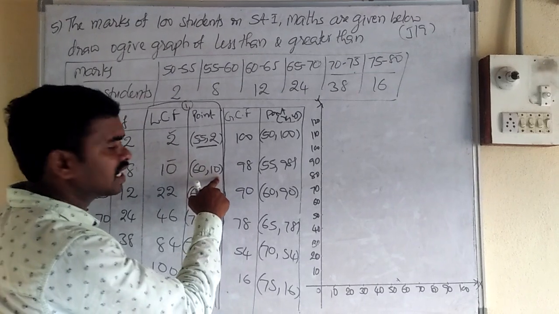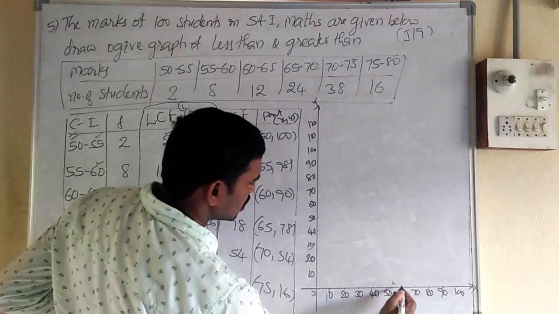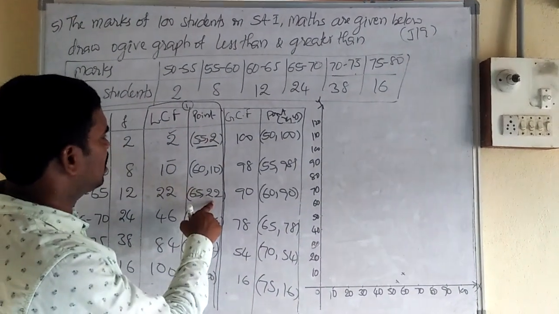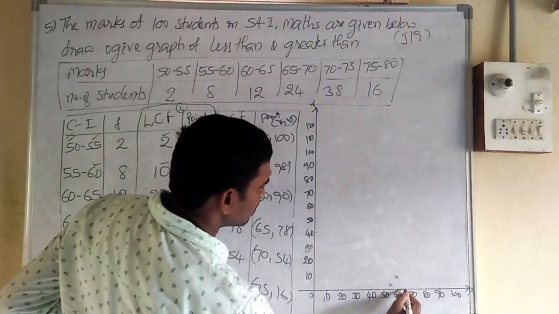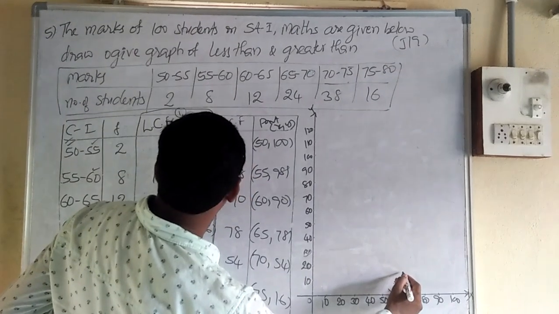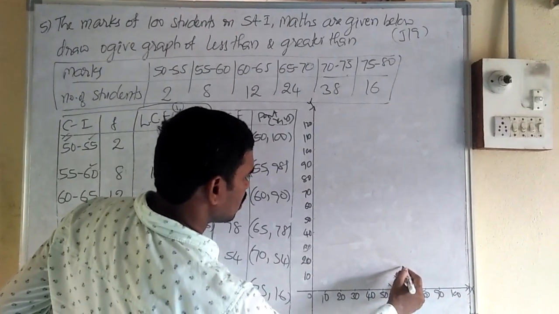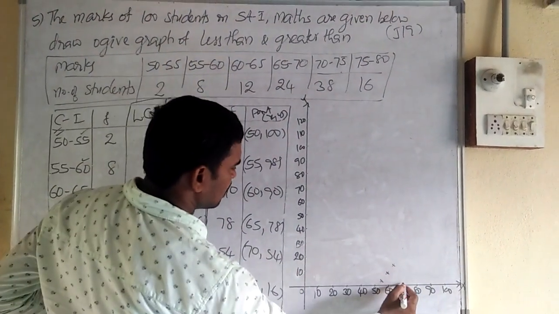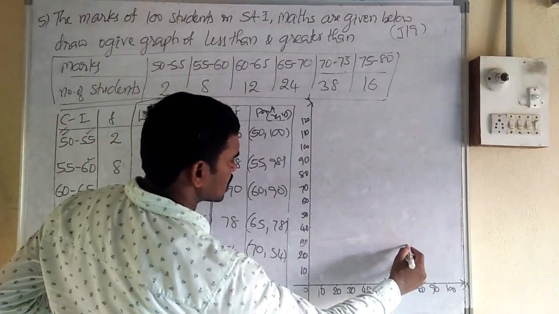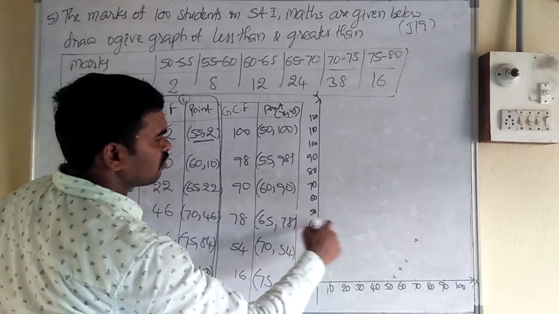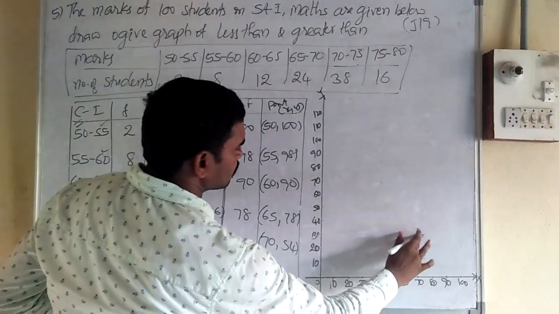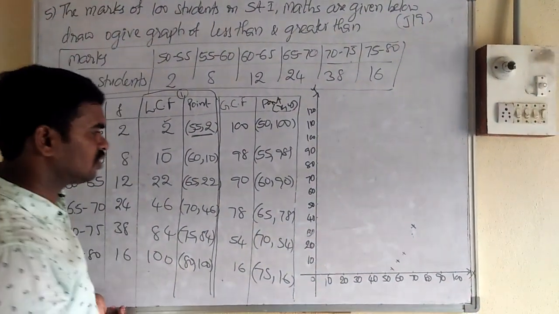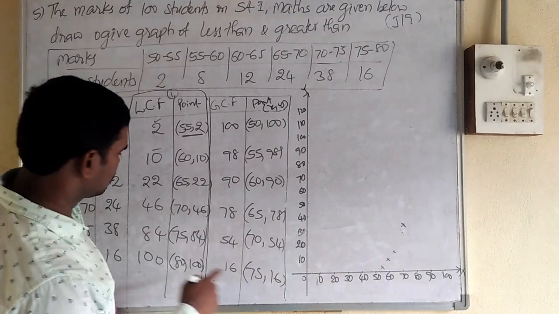Next 60 comma 10. So 60, suppose here 10. Next 65 comma 22. 65 means in between these two. 65 comma 22, about 20. Next 70 comma 46, above 40. Let's mark here. If you take graph sheet, you will get the exact point. So you must take graph sheet.